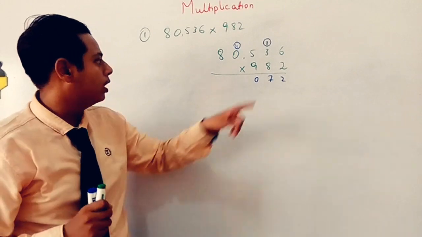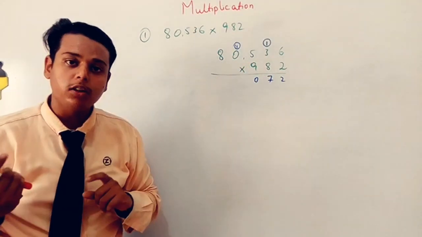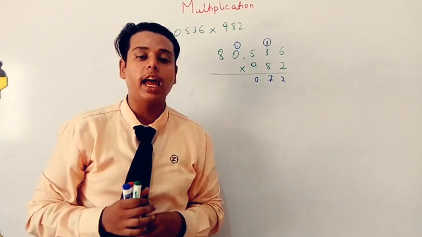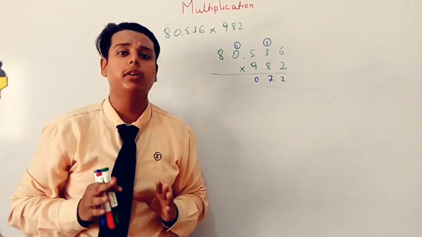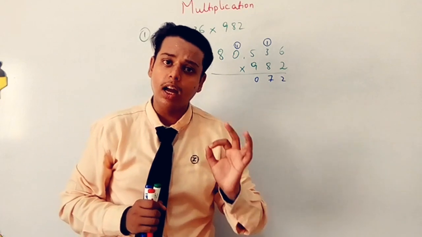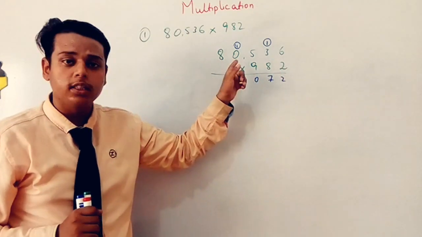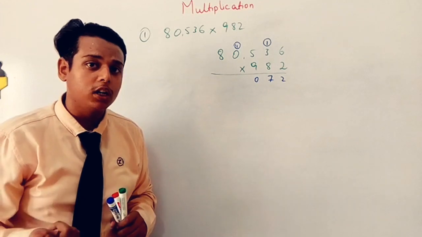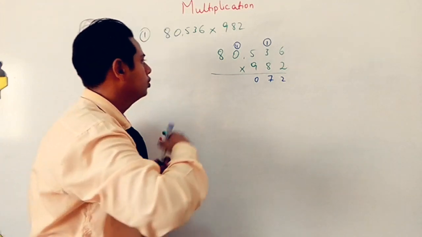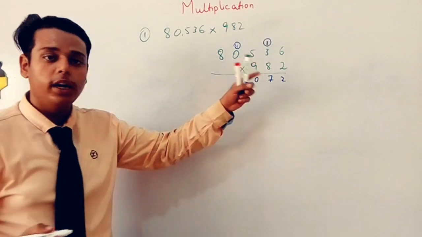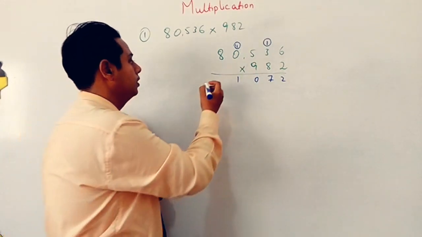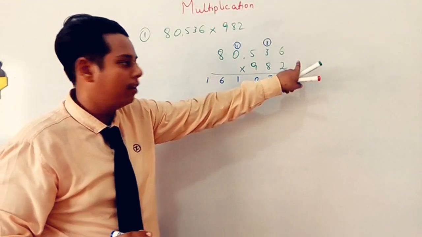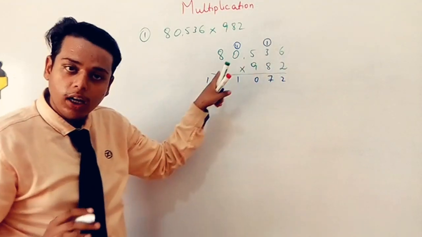Now come to this one. 2 zeros are 0. Whenever we multiply any number with a 0, it will become 0. So 2 zeros are 0. Now we will just add up the carry over there. 0 plus 1, what will it become? 1. So 1 over here. 2 8s are 16.